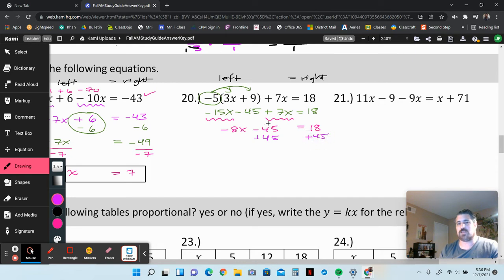Remember, whatever you do to one side, you always do to the other. This becomes a zero pair. You end up with negative 8x is, in fact, equal to whatever 18 plus 45 is. That's really 9 times 2, and this is 9 times 5. So it's really 9 times 7, which is going to be 63. So you're looking at 63 there.